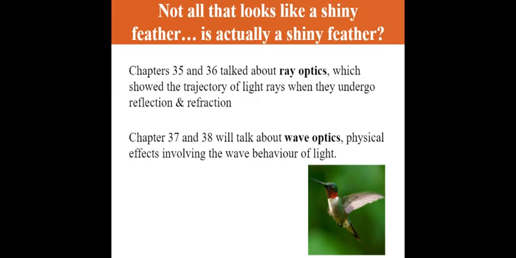We've already seen how light can be warped by mirrors and lenses due to reflection and refraction, but those were just ray optics. We talked about how the path of light can be modified by mirrors and lenses, but that did not have to take into account the wave nature of light. For this chapter and the next, we're going to talk about wave optics, which are physical effects that manifest themselves due to light's wave-like nature.